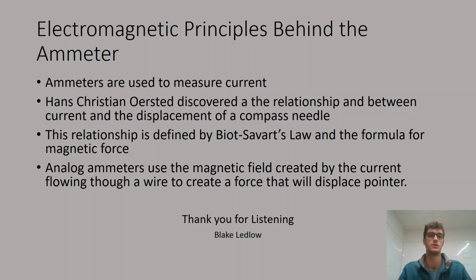So, in conclusion, an ammeter is a device that can measure current. Hans Ørsted discovered the relationship. Biot defined the relationship, and then analog ammeters are just the product of manipulating the magnetic field in order to measure that current.